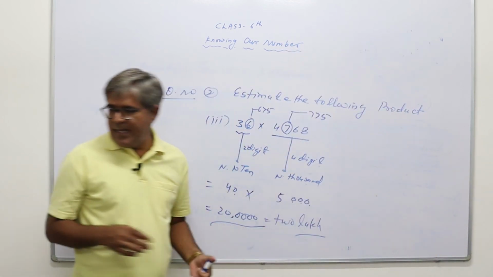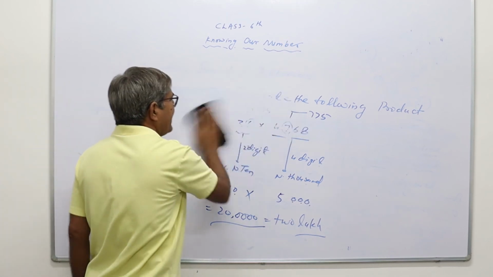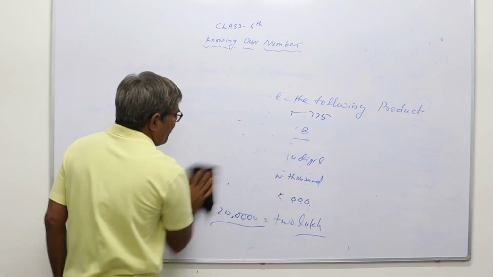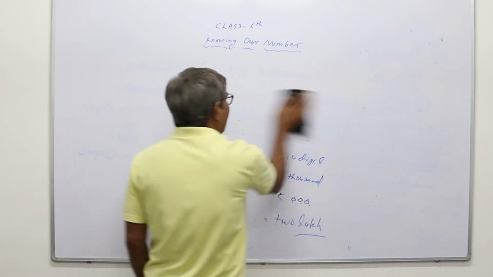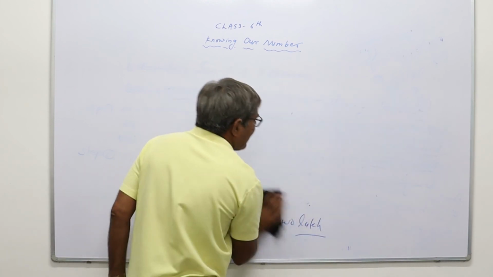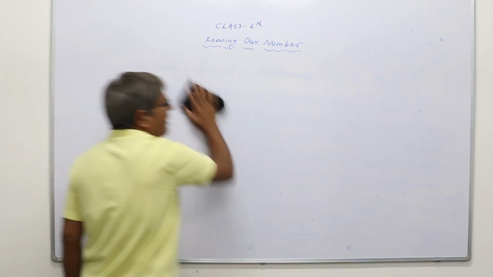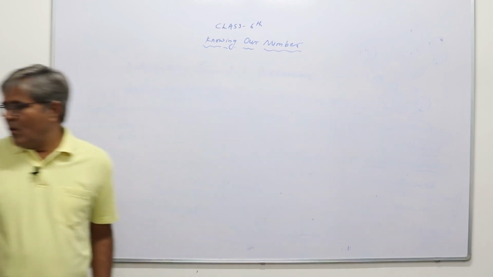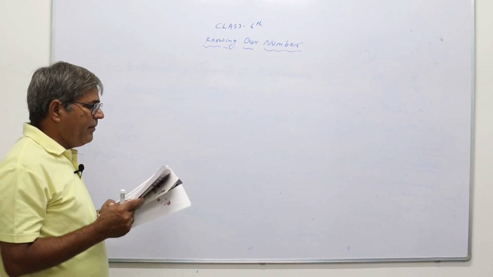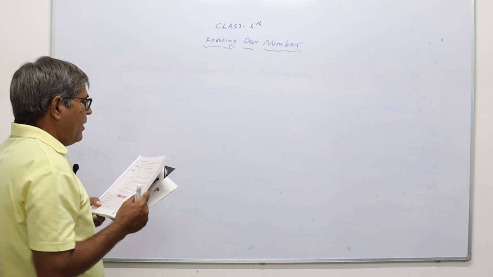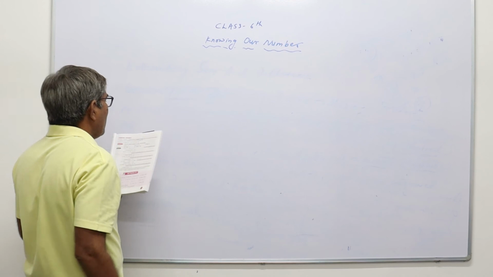Now the next topic is estimating quotients. Estimating quotients means when we have been given one number and we have to divide it by another number, then how we will estimate first and then how we will divide. So for estimating the quotient, first of all we will use compatible numbers. What is a compatible number?